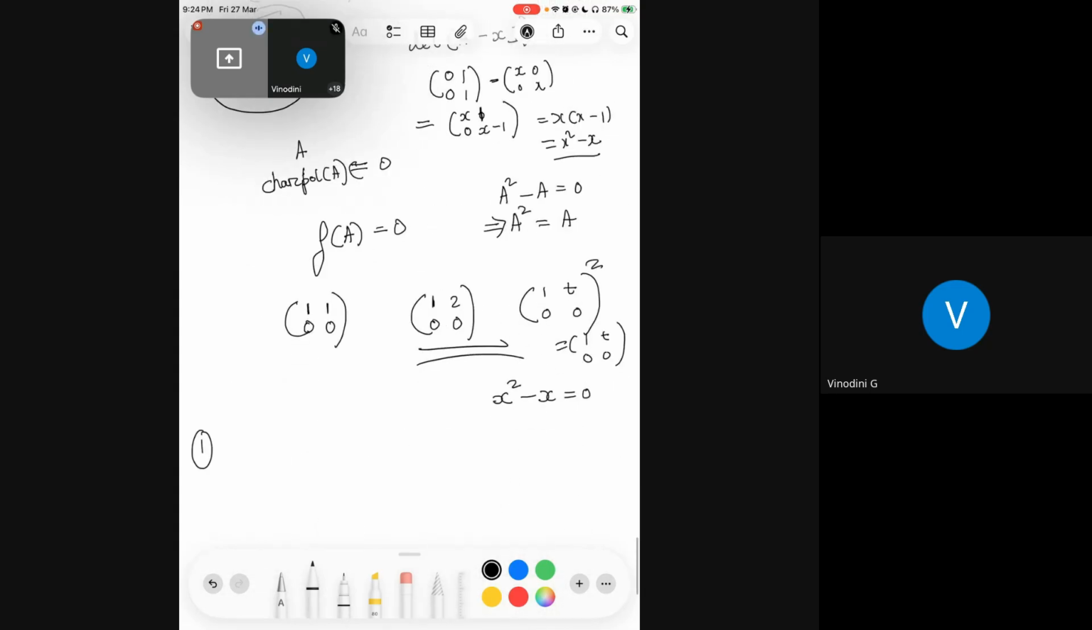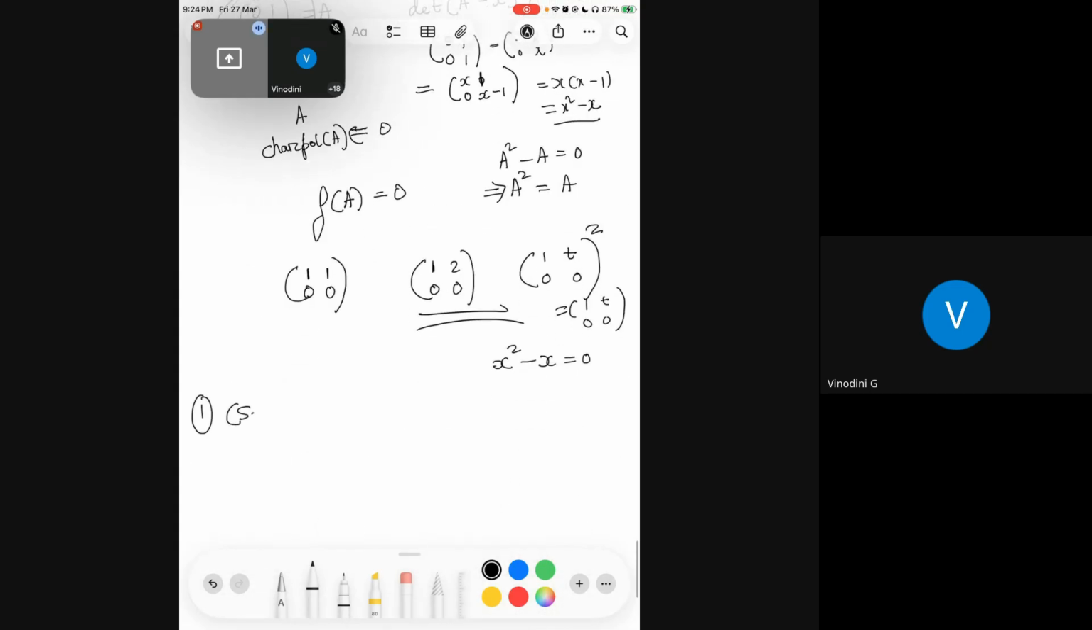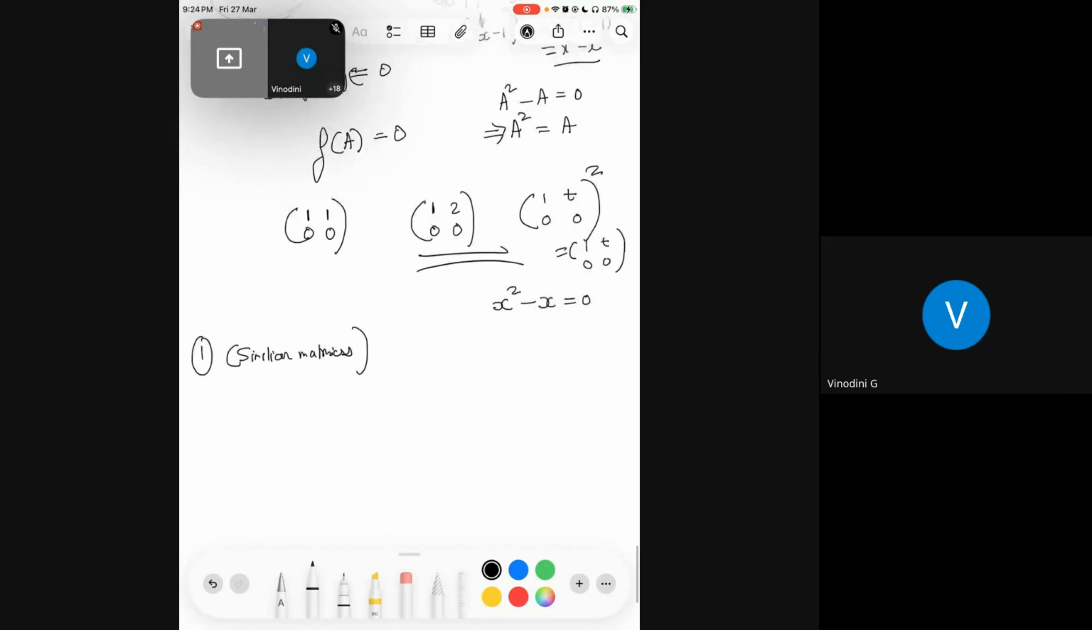First, you have to know what similar matrices are. For those who don't know, A and B are said to be similar if and only if there is an invertible matrix P such that A is equal to P inverse B P. This is an equivalence relation on matrices, and A and B are said to be similar if this holds.